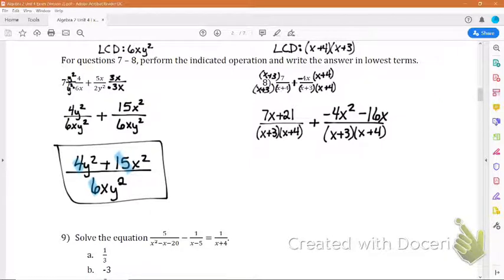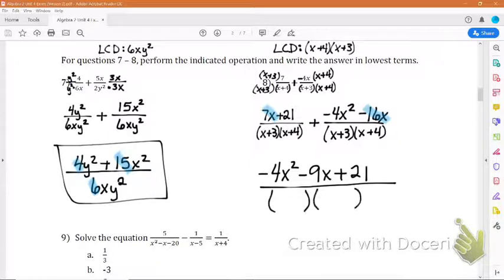Now you have a couple like terms. So now I have a common denominator, so I can add my tops together. Anytime I have like terms, I need to combine them. So I always start with the highest exponent. Highest exponent is the x squared, so negative 4x squared is the first term that I'm going to write. Then I have like terms with my 7x and my negative 16x. Minus 9x. And then my plus 21 comes down. Does my denominator change? No, you rewrite it. X plus 3, x plus 4.